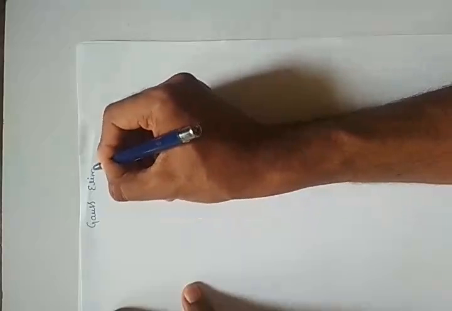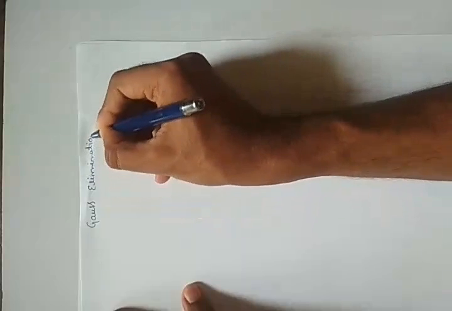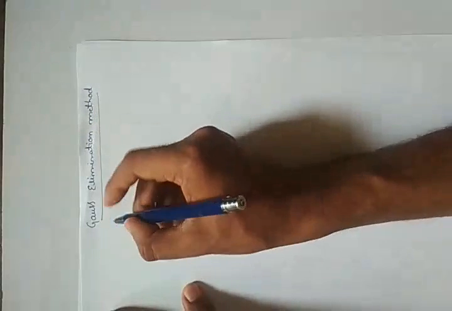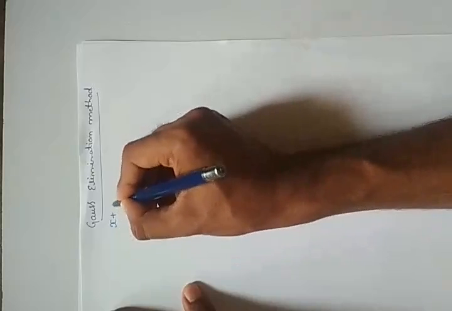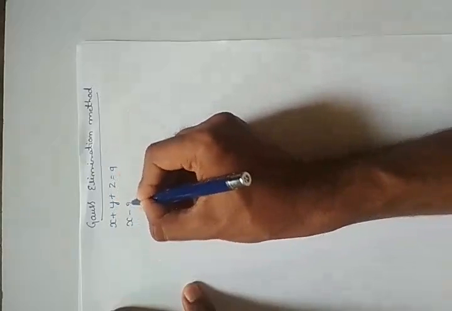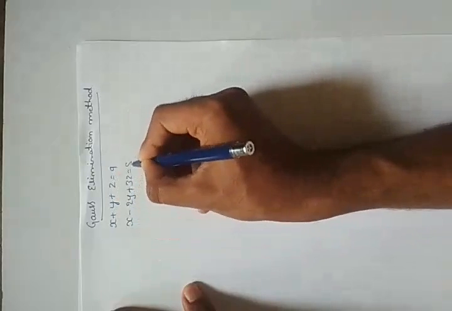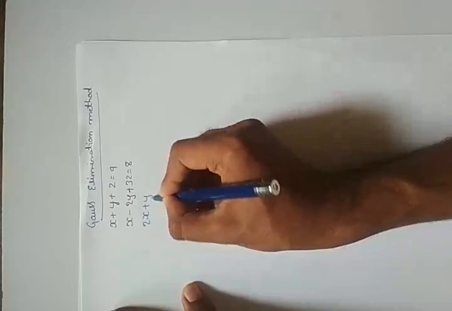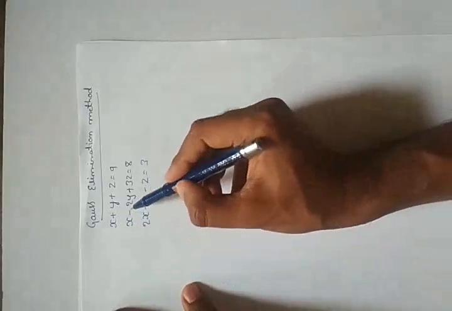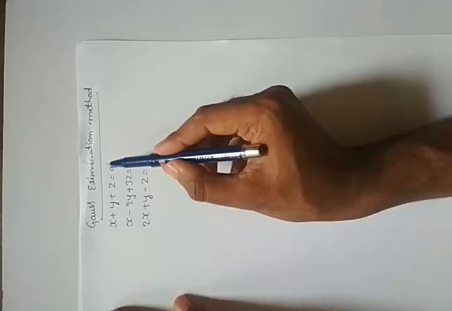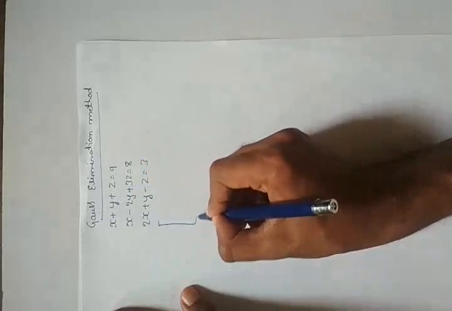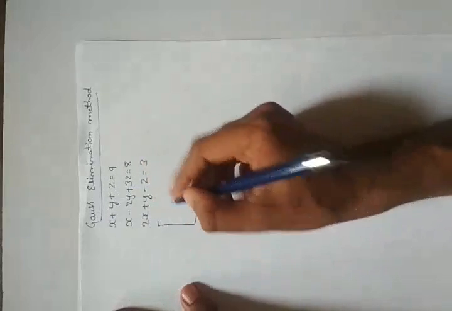Gauss elimination method. In Gauss elimination method, we want to find out the value of unknowns in simultaneous equations. So let us take an example. I am taking one example: x plus y plus z equal to 9, and x minus 2y plus 3z equal to 8, and 2x plus y minus z equal to 3. So I want to find out x, y and z values. Those values must satisfy all the equations. Otherwise, our answer becomes wrong if it is unsatisfied for any one of the equations.